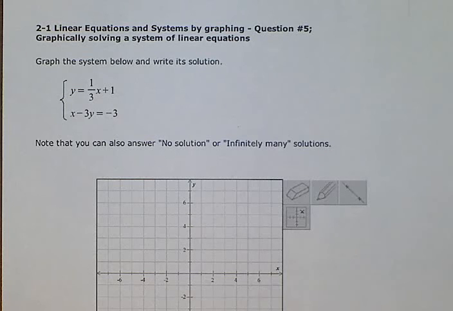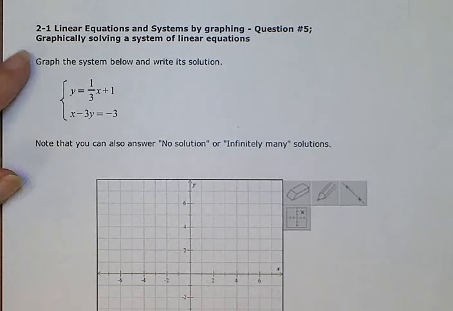Linear equations and systems by graphing. Question number 5. Graphically solving a system of linear equations. Graph the system below and write its solution. Y equals 1/3 x plus 1, x minus 3y equals negative 3. Note that you can also answer no solution or infinitely many solutions.